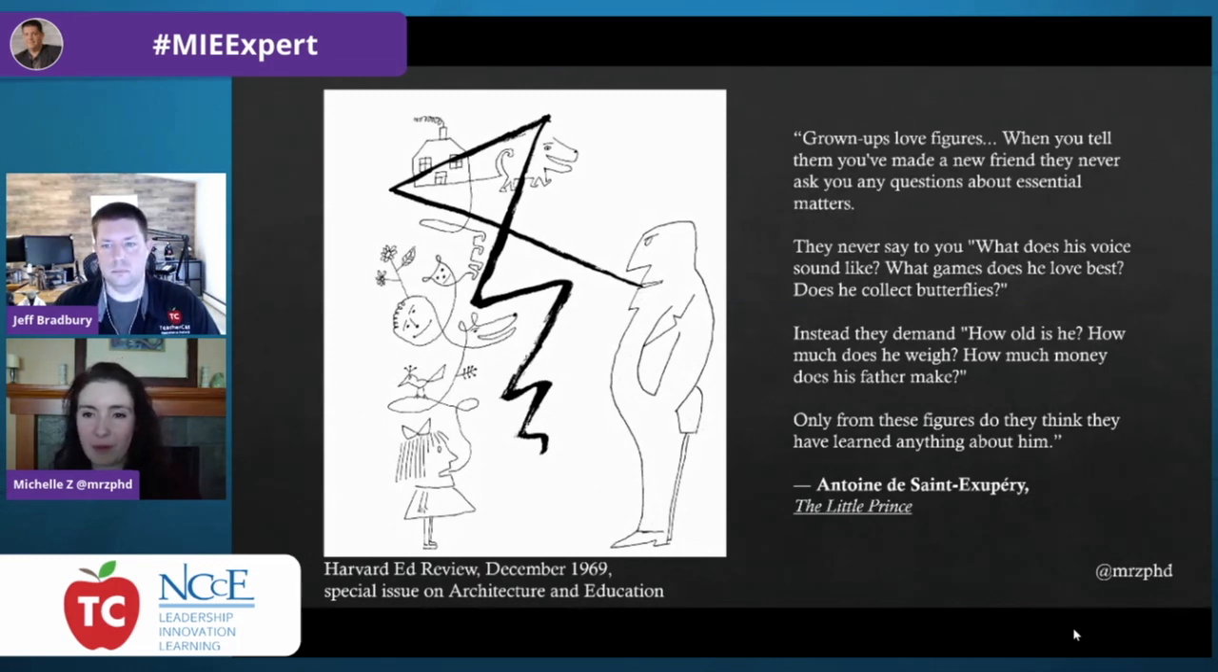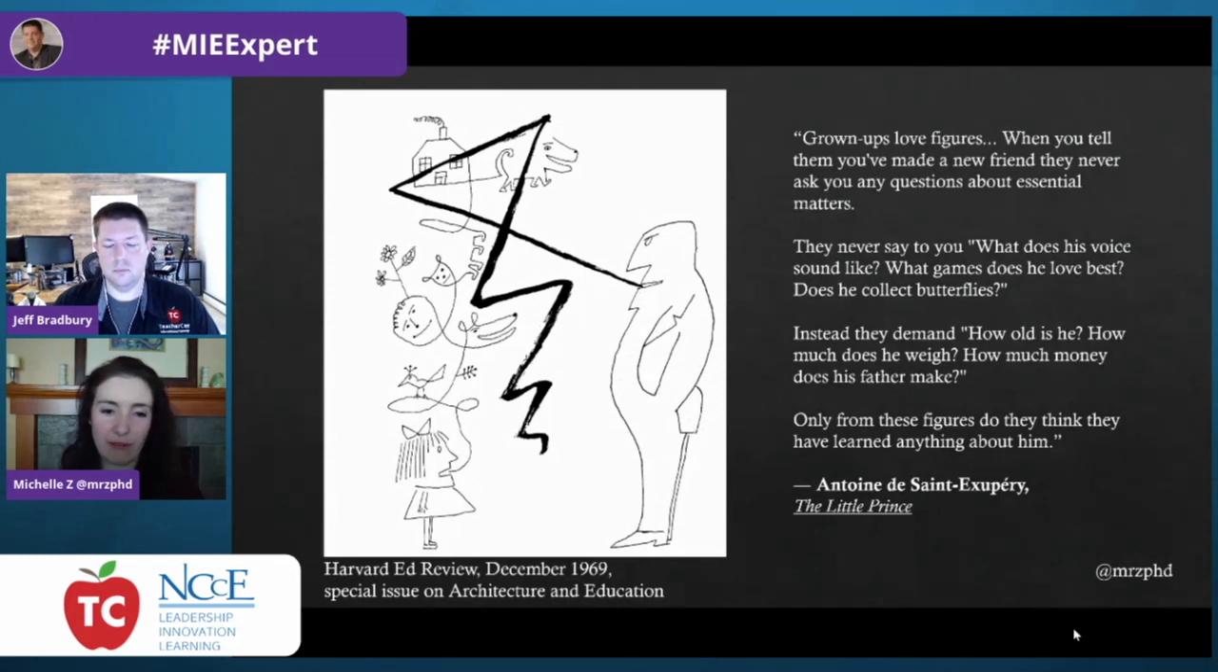I wanted to pull this quote out from The Little Prince because there's a section in there that really helps us to refocus on what it means to be a kid. And I loved this image that one of my professors from Education Leadership and Policy Studies at UW brought to my attention during this pandemic.